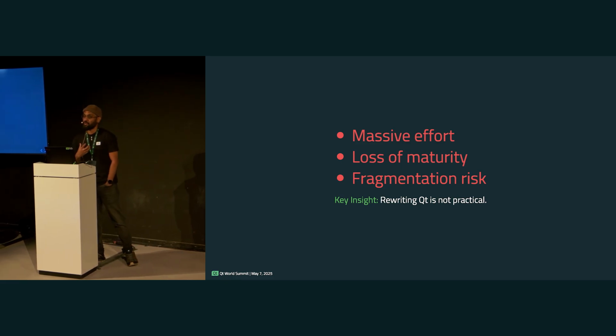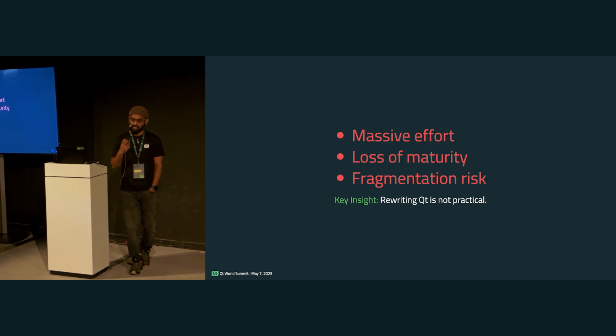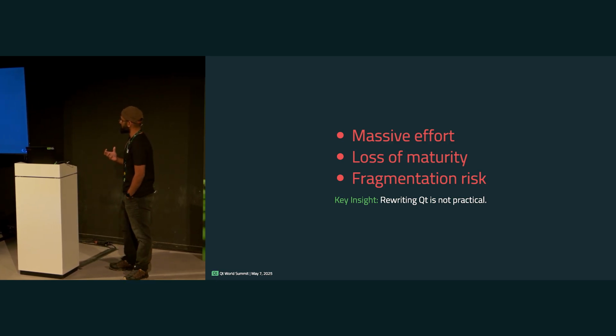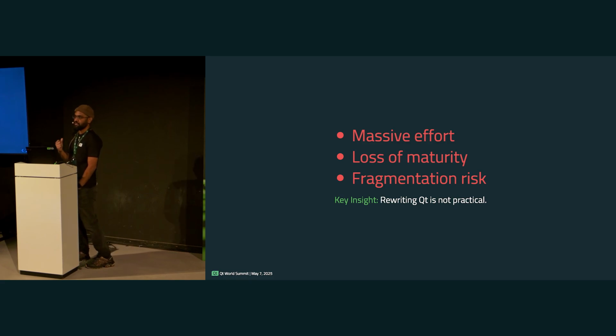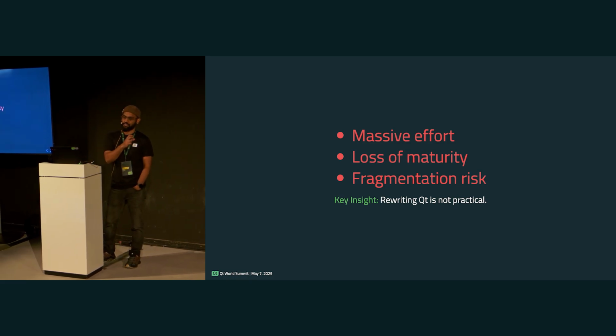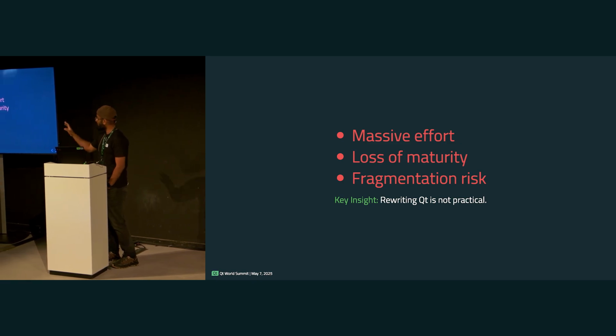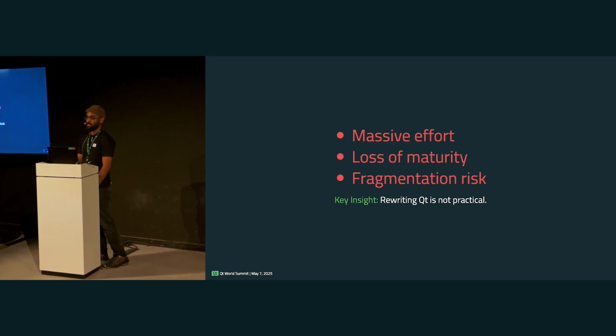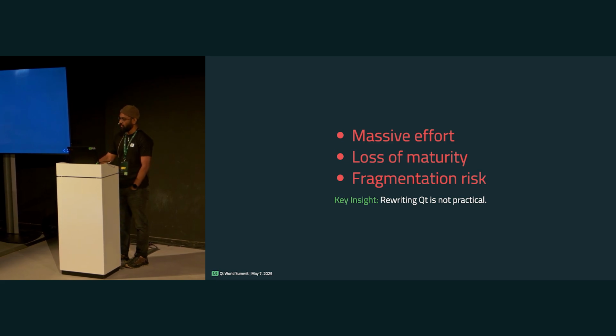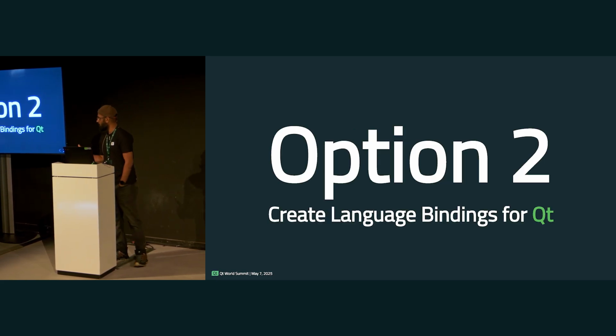It also leads to a loss of maturity because all these 3 decades of optimizations in Qt are lost. When you rewrite Qt in a new language, you literally have to go back to the drawing board. You have to start from scratch. I'm sure those 2 points are enough to convince you that this is a very bad idea. Rewriting Qt is not practical. Well, option 2 would be to create a language binding for Qt.